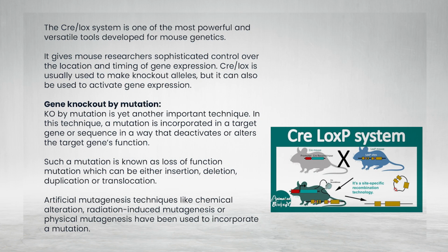Now let us look at gene knockout by mutation. Knockout by mutation is yet another important technique. In this technique, a mutation is incorporated in a target gene or sequence in a way that deactivates or alters the target gene's function. Such a mutation is known as loss of function, which can be either insertion, deletion, duplication or translocation. Artificial mutagenesis techniques like chemical alteration, radiation based mutagenesis or physical mutagenesis have been used to incorporate a mutation.